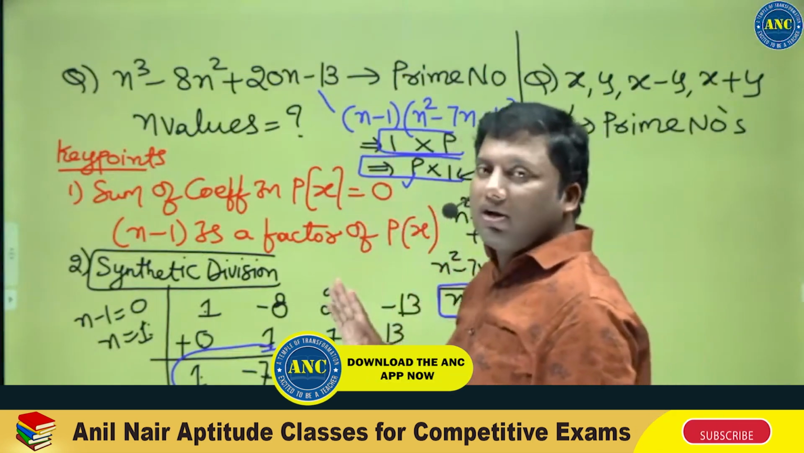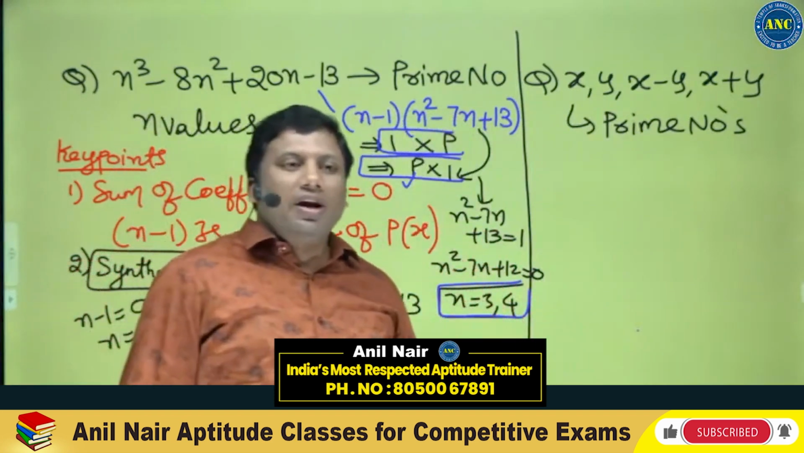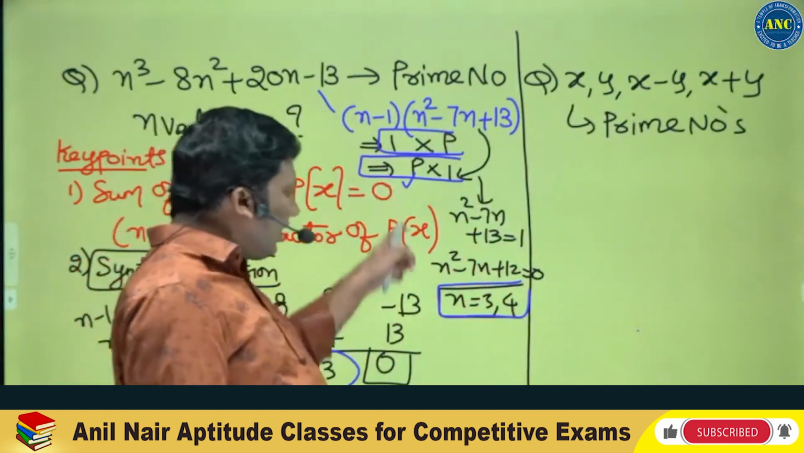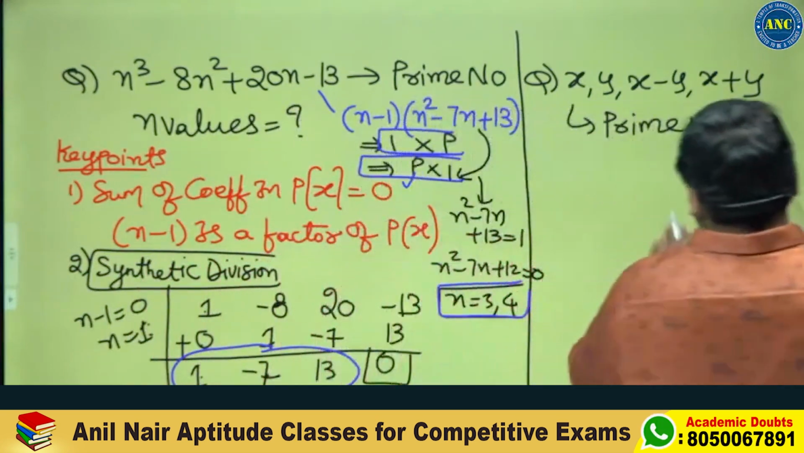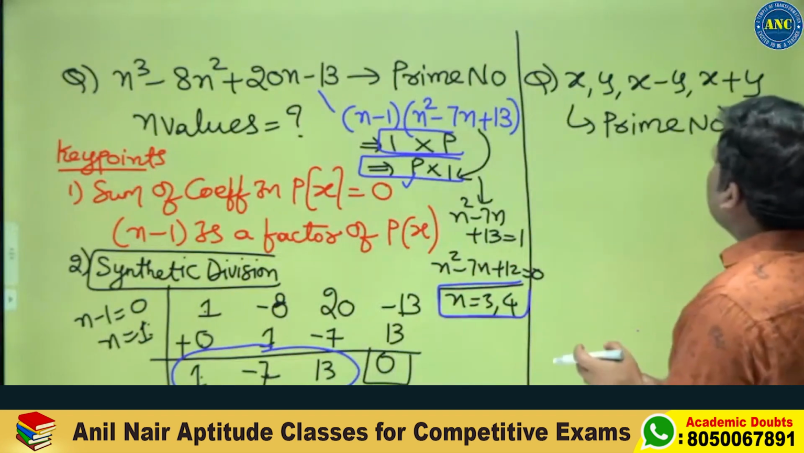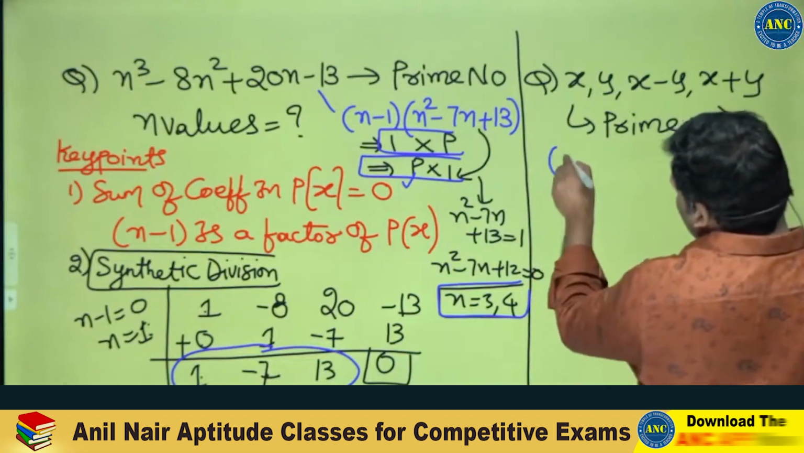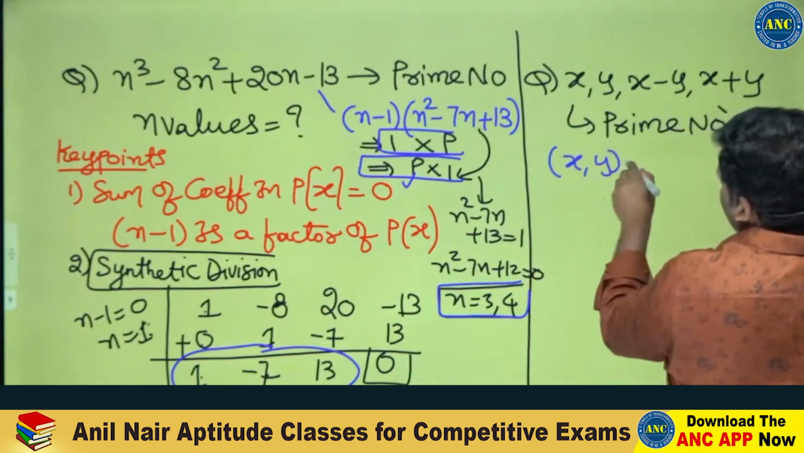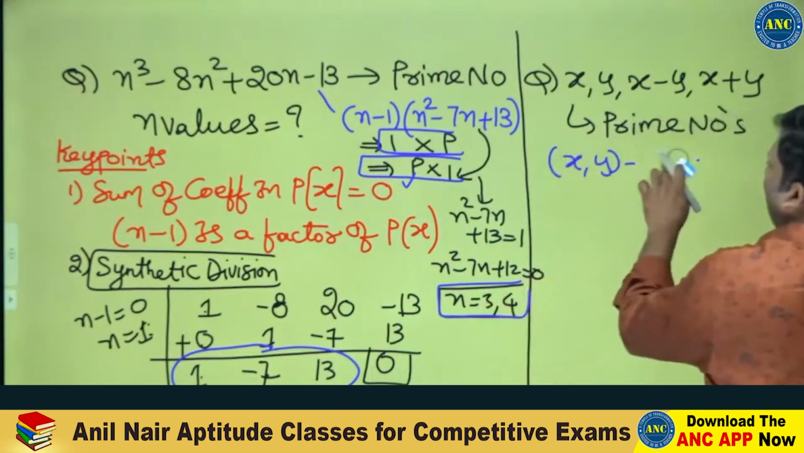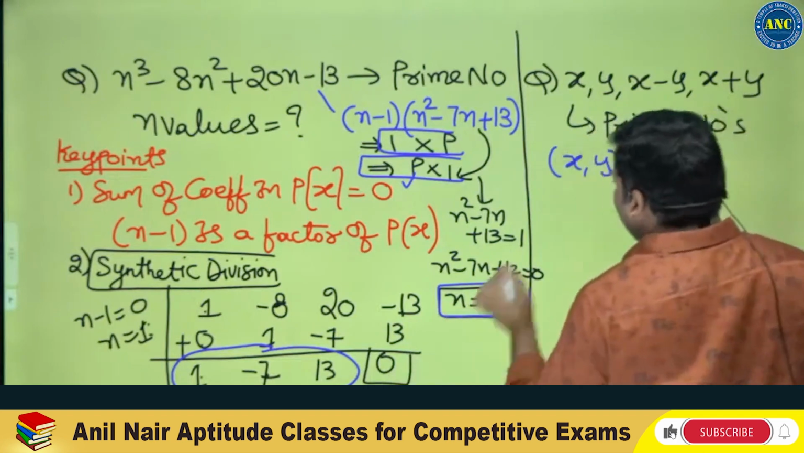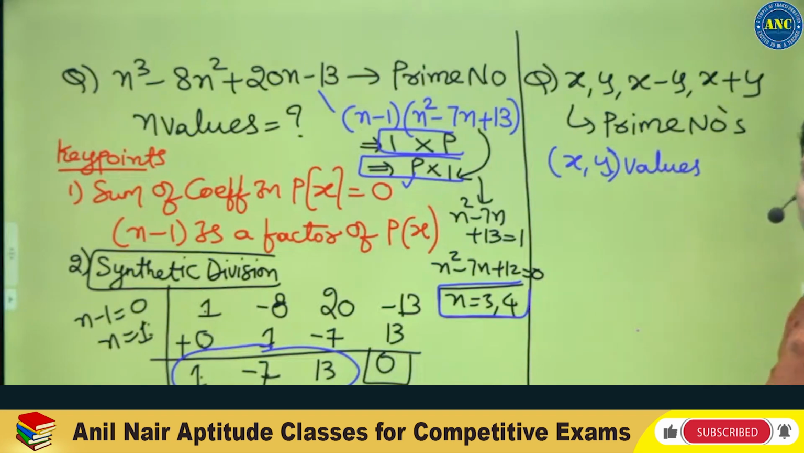3 questions I solved based on the model. Every prime number can be written as 1 into p or p into 1. If you are getting an answer, take that answer. If you are not getting the answer, omit it. X, y, x minus y, x plus y are prime numbers. How many values will xy take? Very, very good question.